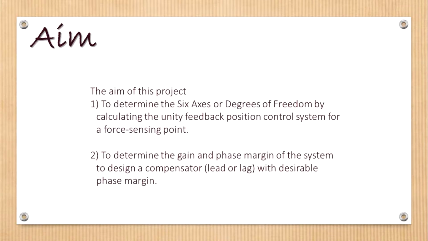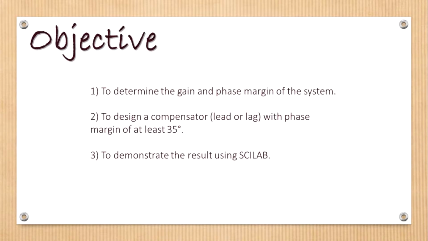The aim of this project is to determine the 6 axes or degrees of freedom by calculating the unity feedback position control system for a force sensing point. It is also to determine the gain and phase margin of the system to design a compensator with desirable phase margin. The first objective of this project is to determine the gain and phase margin of the system. Next, to design a compensator with phase margin of at least 35 degrees. And the last objective is to demonstrate the result using Scilab.